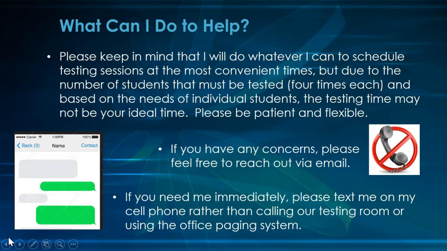Please also keep in mind that your test administrators will do whatever they can to schedule testing sessions at the most convenient times. But due to the number of students that must be tested, 4 times each, and based on the needs of your individual students, the testing time may not be your ideal time. So please be patient and flexible. If you have any concerns, please feel free to reach out via email. And if you need us immediately, you can text us on our cell phone rather than calling the testing room or using the office paging system.